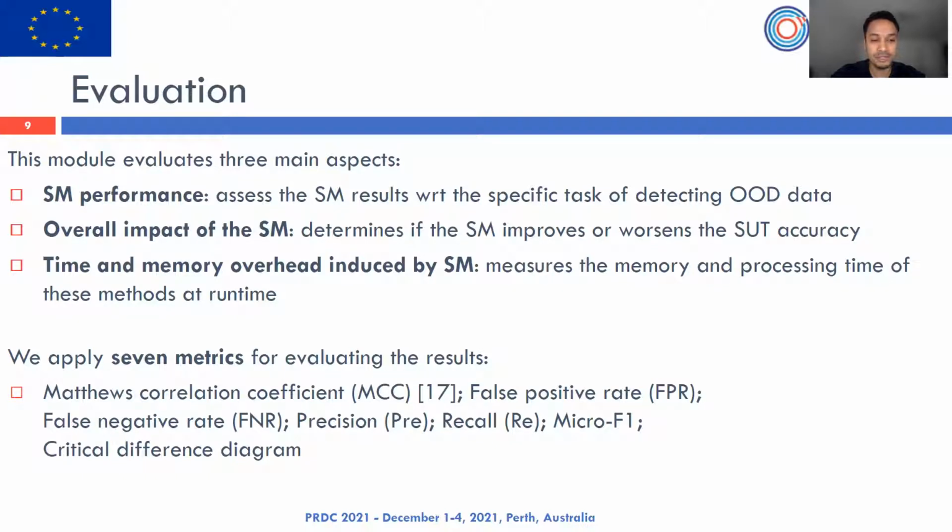We have false positive, false negative, precision, recall, and micro F1, that's a metric to see how the performance is distributed over classes. And we have the critical difference diagram, that is a statistical analysis to see if the safety monitors are really different from each other regarding the detection performance.